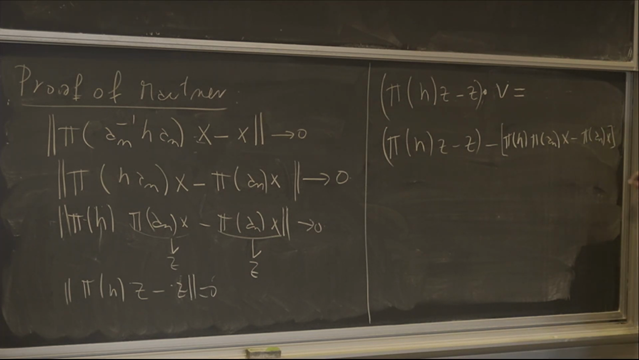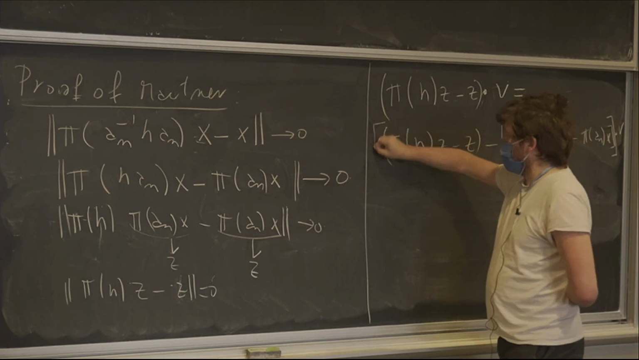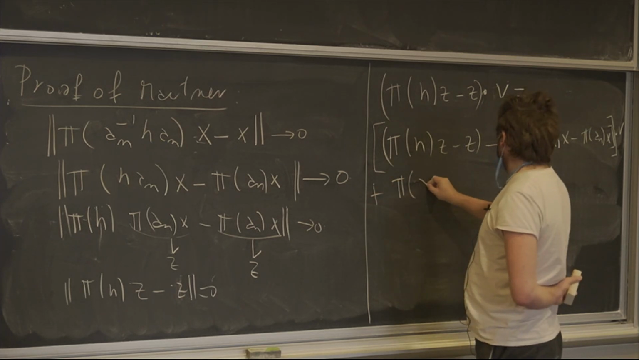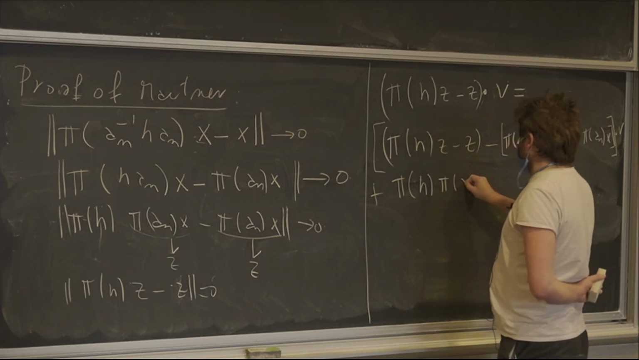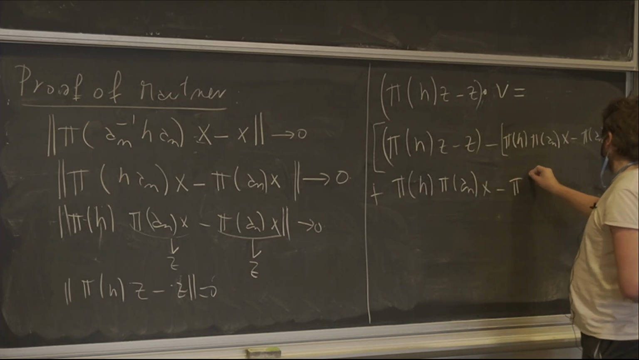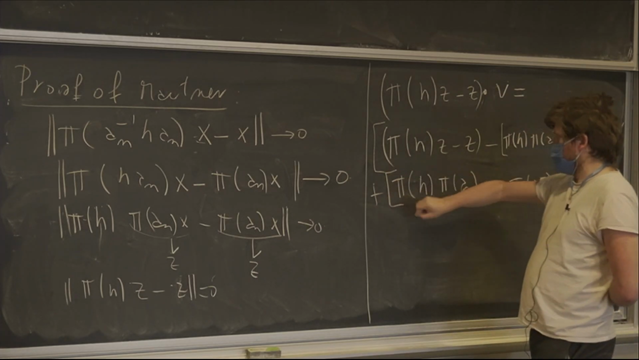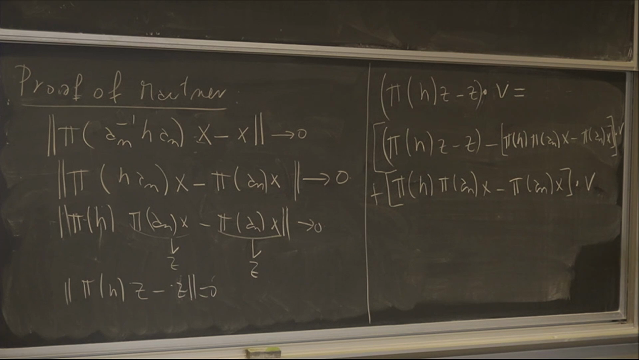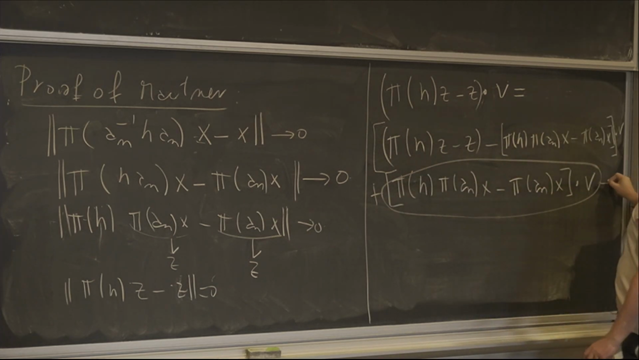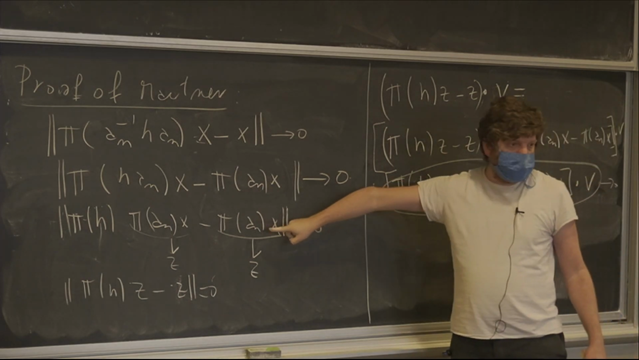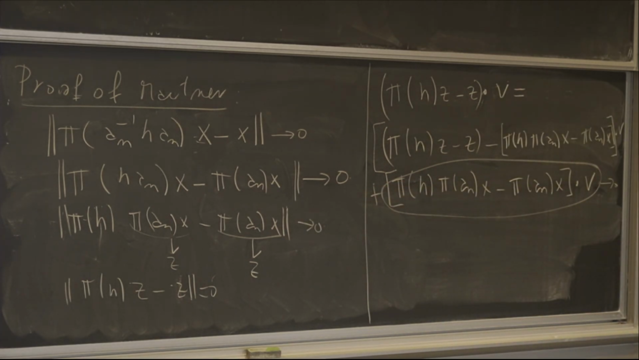This minus this times b plus pi h pi a n minus pi a n x dot v. Okay, I just added and subtracted this guy times v. Now the second guy goes to 0 because it's dominated by this times the norm of b, and this is Cauchy-Schwarz. So strong convergence implies weak convergence.